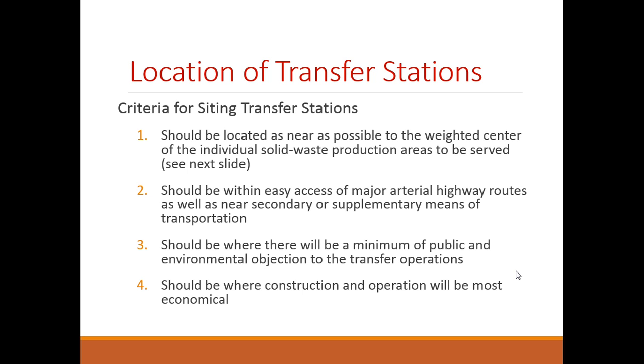But at the same time, you don't want to be too far away from them, because distance becomes an issue now in terms of cost and operational convenience. Okay, so you want to be smart about where you're locating it, because you want minimum public and environmental objection. You do not want to be located too close to any environmentally sensitive areas as well. And fourthly, it should be where construction and operation will be most economical.